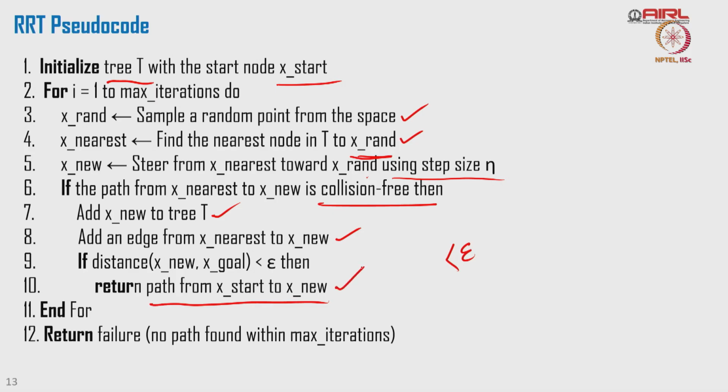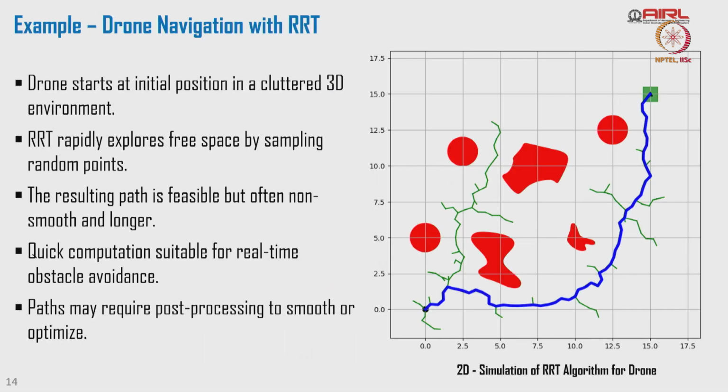So, once we get that, this loop will keep on running for the number of iterations which we have specified, and if no path is found, then that will be returned like this. Okay. So, this is the pseudocode which we are having.